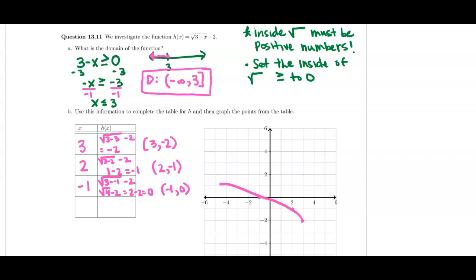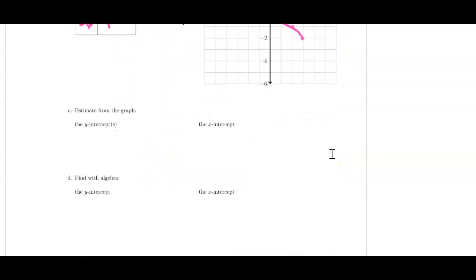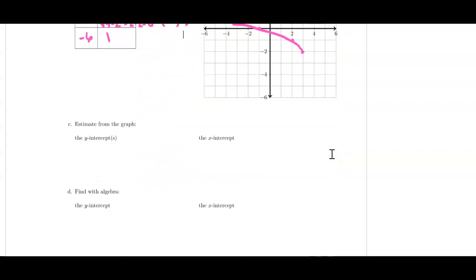Get rid of that graph there. So I had negative 6, 1. It's going up kind of slowly. But that's what that one's going to look like on there.